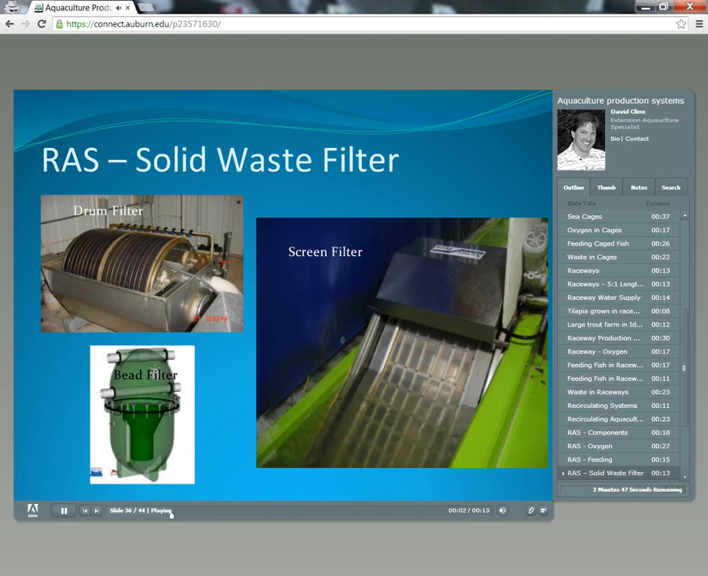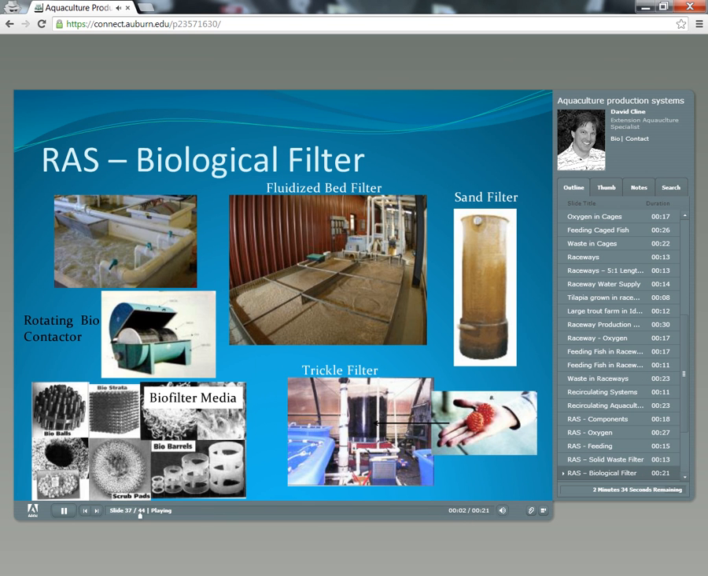Waste removal is an integral component of a recirculating aquaculture system. There is usually a mechanical filter, like a screen filter, a drum filter, or a bead filter that removes solid wastes, and a biological filter that removes the dissolved waste. Biofilters generally contain beads, balls, or other media that have large surface area to volume ratios where bacteria can grow. These bacteria help break down the ammonia into less toxic nitrate through the nitrification cycle.